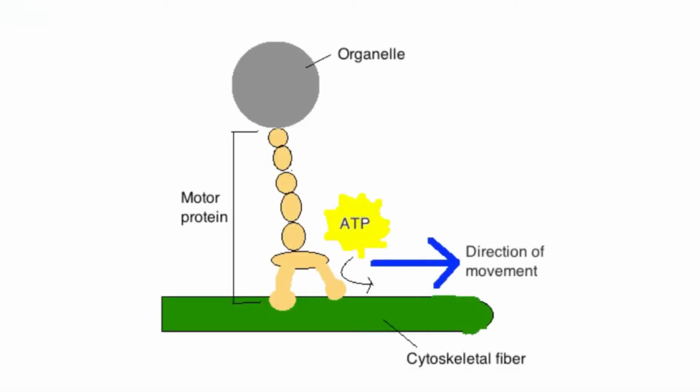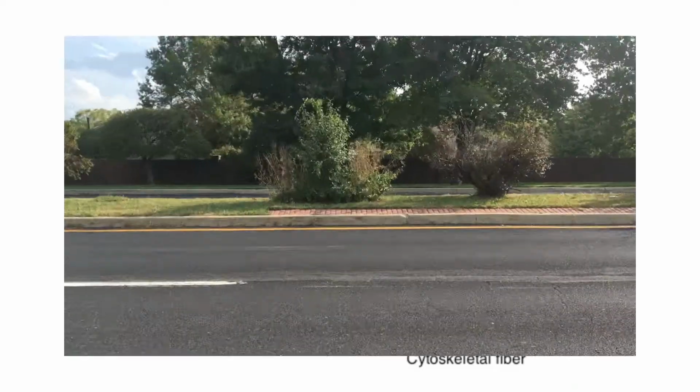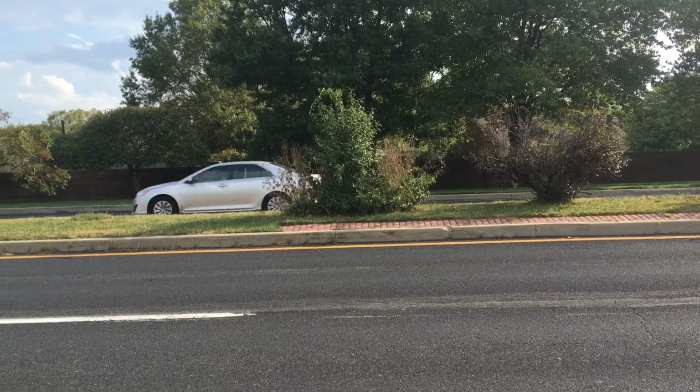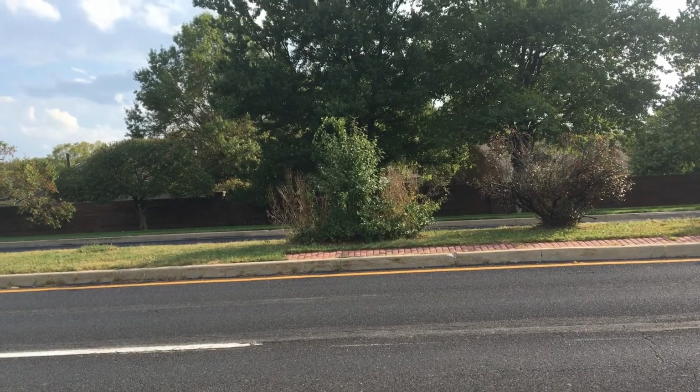The cytoskeleton is like these roads. As you can see in the illustration, the organelle is walking on the cytoskeletal fiber. Without this cytoskeleton, transportation would not thrive and unity would not exist, just like in our daily society.